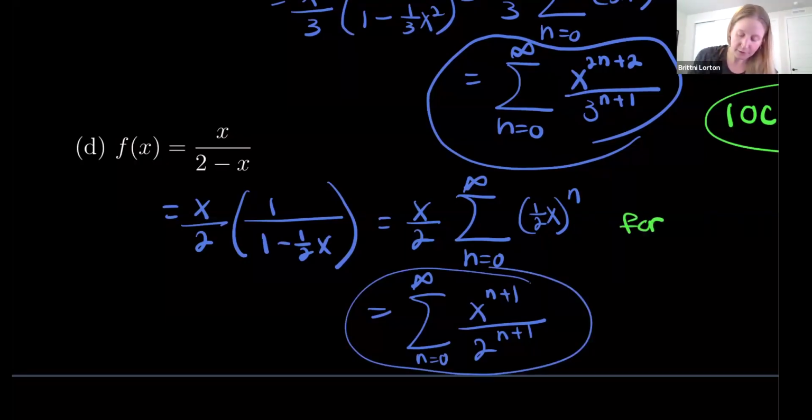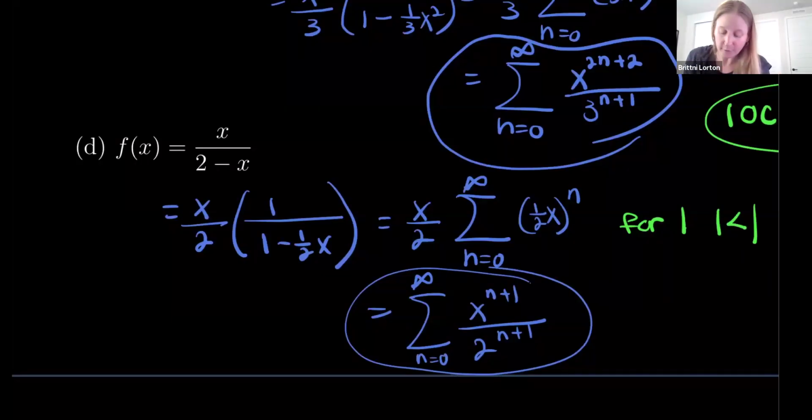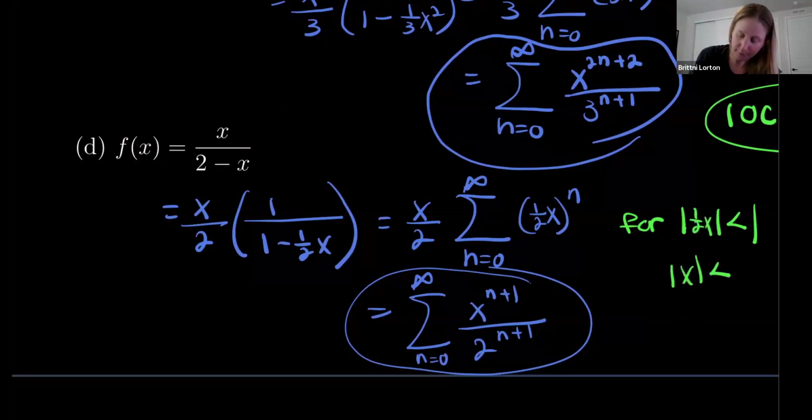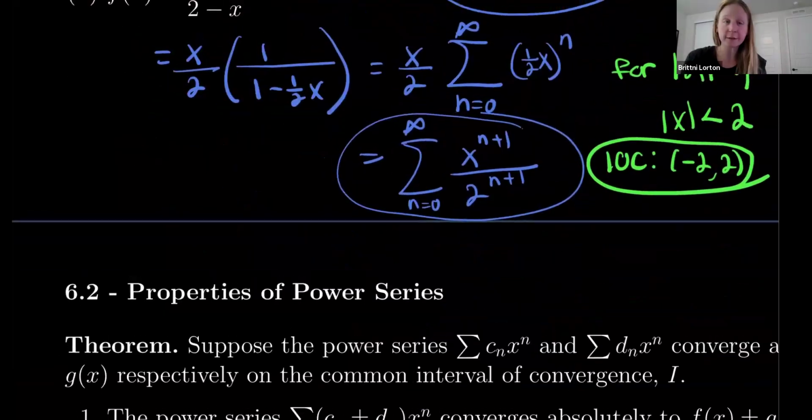But remember, the geometric series only works when the absolute value of x is less than 1. But I don't have x, I have a 1/2 x. I multiply both sides by 2, and now my interval of convergence is from -2 to 2. Ta-da! Okay, so we're just trying to take a function and turn it into an infinite polynomial, and possibly back and forth. That's really all that we're doing so far.